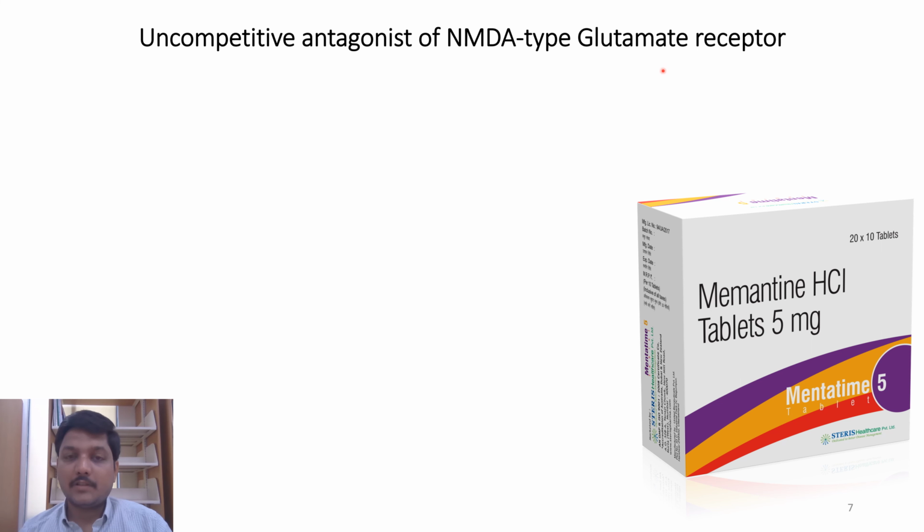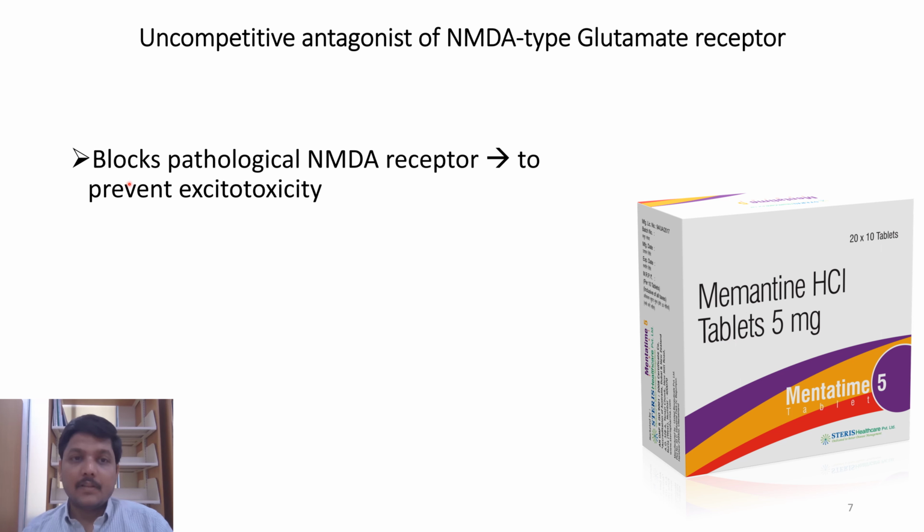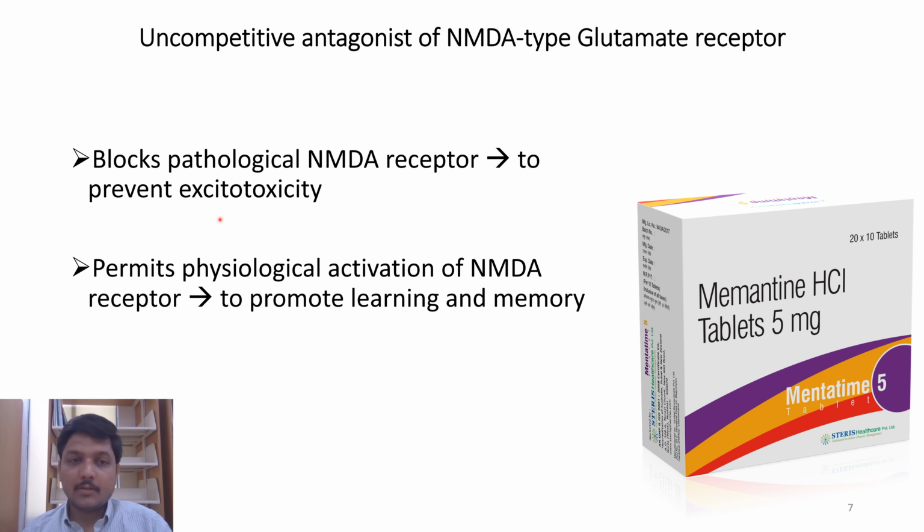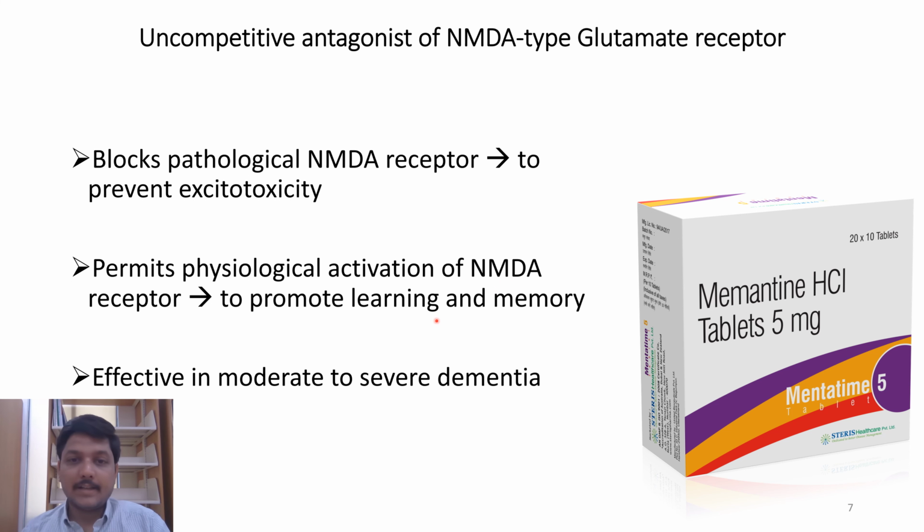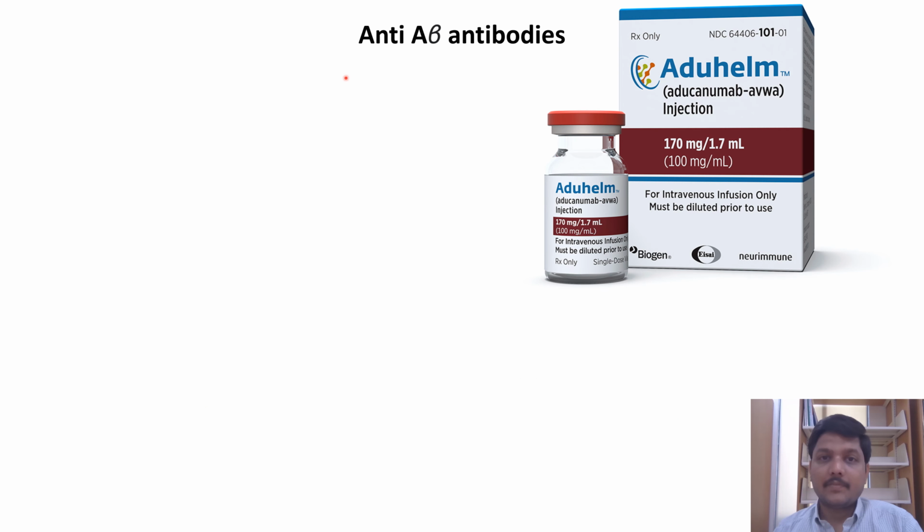Uncompetitive antagonists of the NMDA type glutamate receptor. This is memantine. As I told you earlier, this is used in advanced cases. It blocks the pathological NMDA receptor activation, which helps prevent excitotoxicity. It permits physiological activation of the NMDA receptor, leading to promotion of learning and memory. It is effective in moderate to severe dementia.